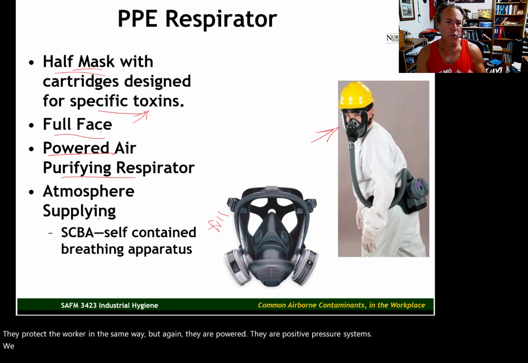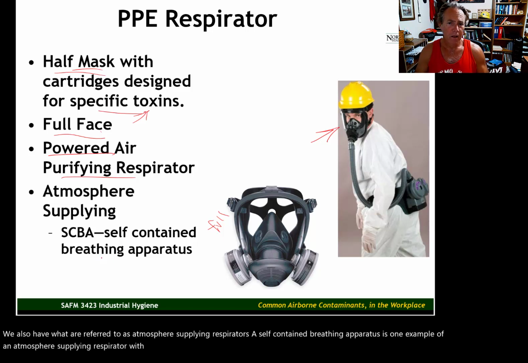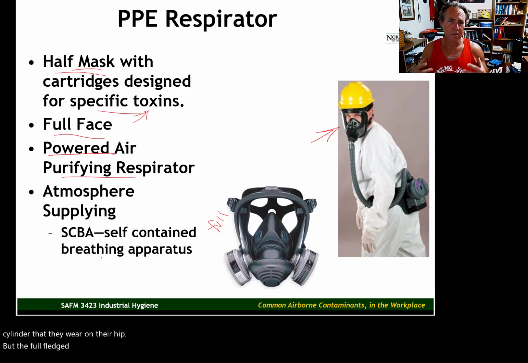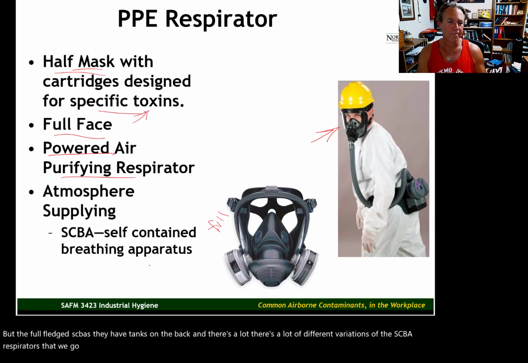We also have what are referred to as atmosphere supplying respirators. A self-contained breathing apparatus is one example of an atmosphere supplying respirator. With an SCBA system, the worker is wearing a supply of air in tanks, usually on their back. Some escape respirators may have a small cylinder that they wear on their hip. But the full-fledged SCBAs have tanks on the back. And there are a lot of different variations of the SCBA respirators that we go into in 4423.